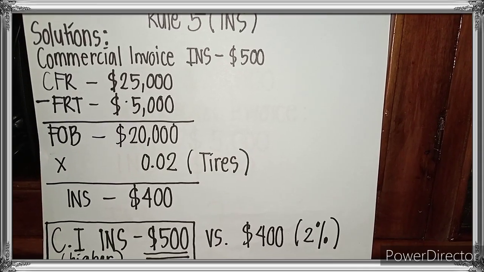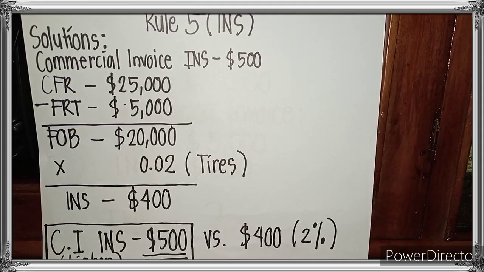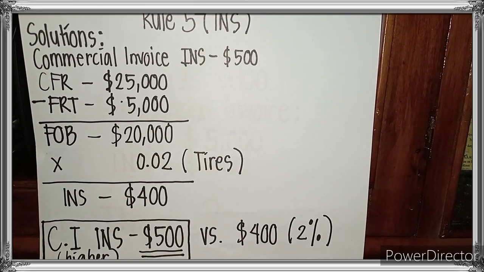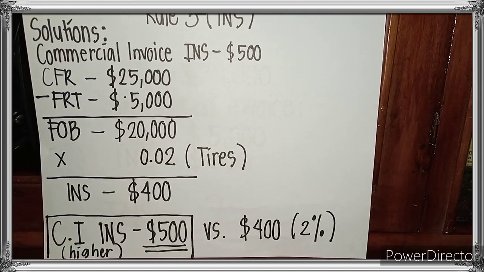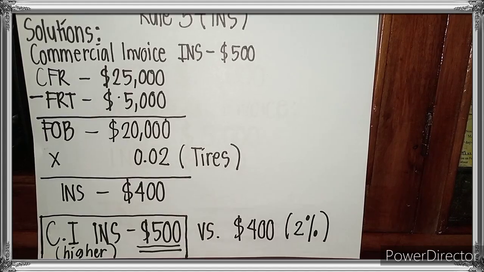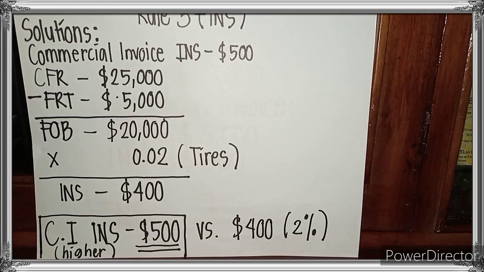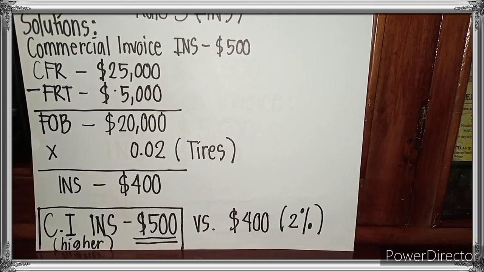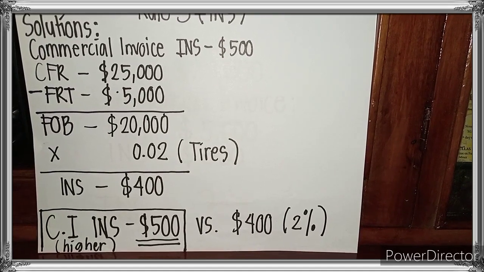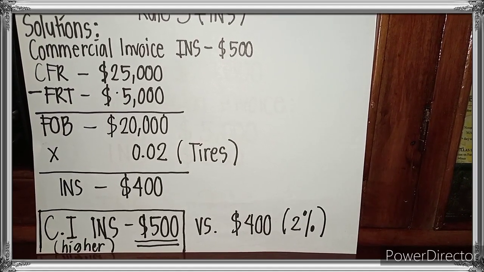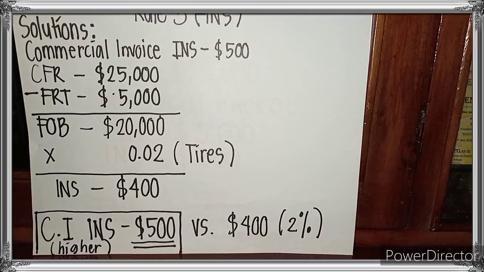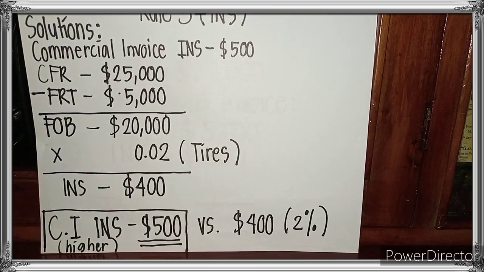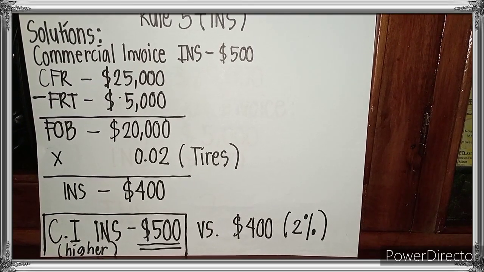Since we are applying Rule 5, then we will be taking whichever is higher between the commercial invoice given insurance versus the 2% or 4% of the shipment, which is 2% here. Then whichever is higher, $500 versus $400, we have $500 as our higher one, then $500 is our final answer.